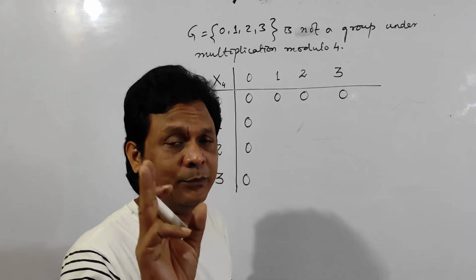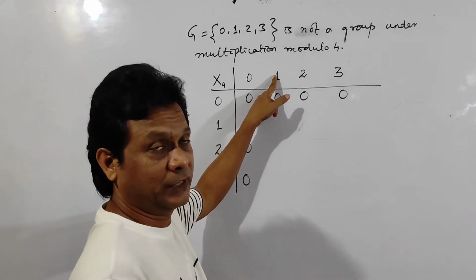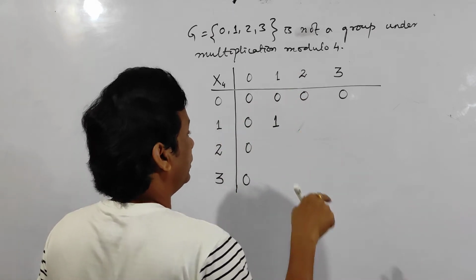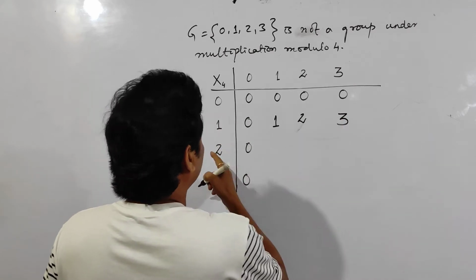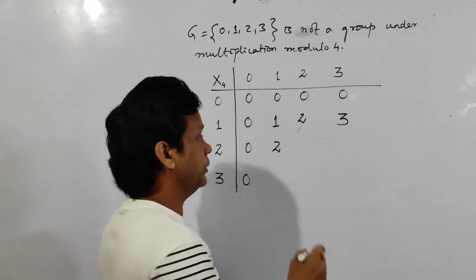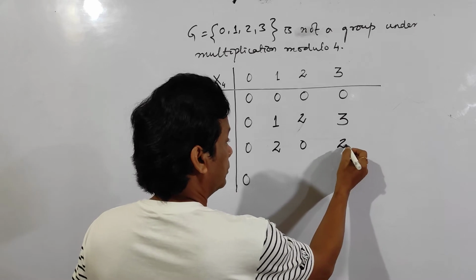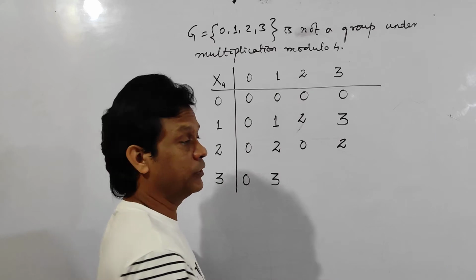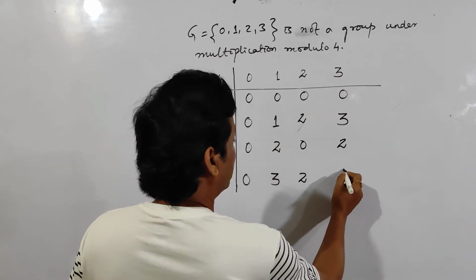But still, I am completing the table for your convenience. 1 into 1 is 1. So when 1 is divided by 4, remainder is 1. 1 into 2 is 2. When 2 is divided by 4, remainder is 2. 1 into 3 is 3. Remainder is 3. 2 into 1 is 2. Remainder is 2. 2 into 2 is 4. When 4 is divided by 4, remainder is 0. 2 into 3 is 6. When 6 is divided by 4, the remainder is 2. 3 into 1 is 3. 3 into 2 is 6. When 6 is divided by 4, the remainder is 2. 3 into 3 is 9. When 9 is divided by 4, the remainder is 1.